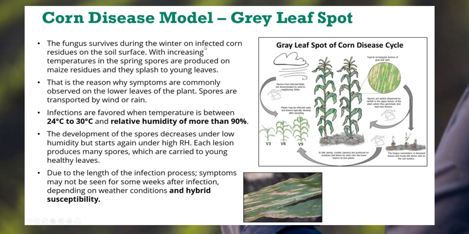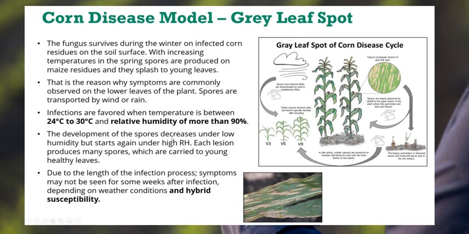So the corn disease model for gray leaf spot: the fungus does survive over the winter in infected residue on the soil surface, and with increasing temperatures in the spring, spores are produced on maize residue and splashed to the young leaves through rain and wind. And that's the reason why symptoms are commonly observed in the lower leaves of the plant first off and then transported up as the crop grows.